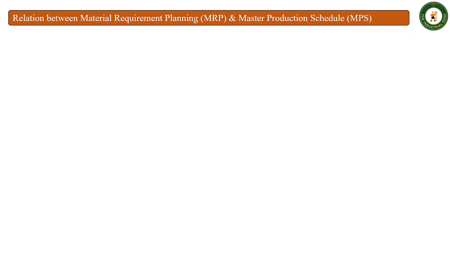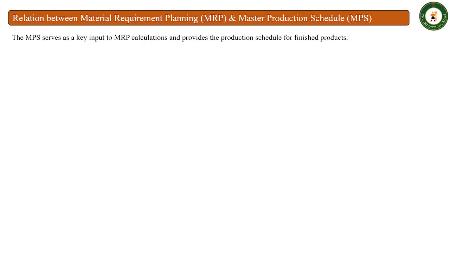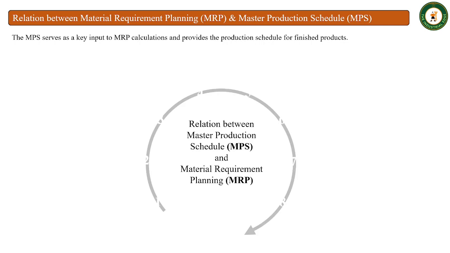Relation between material requirement planning and master production schedule. The MPS, meaning master production schedule, serves as a key input to MRP calculation and provides the production schedule for finished products. Now we are going to discuss the relation one by one.